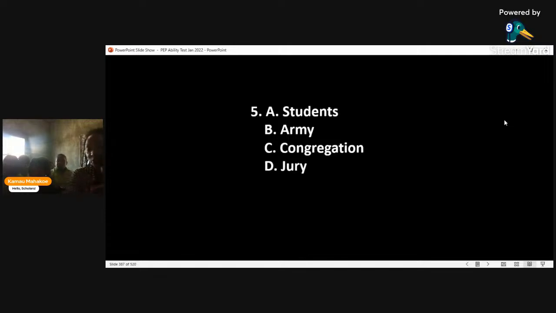All right, here's why A is different, right? I feel like army, congregation, and jury are all collective nouns. They are all plural, but they don't use the S. There is more than one person, but they don't take an S. Students is a plural noun. It takes the S, more than one student. It's not a collective noun. So army, congregation, and jury are collective nouns. All right.